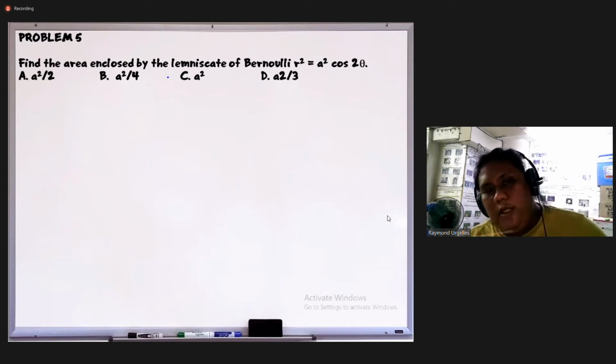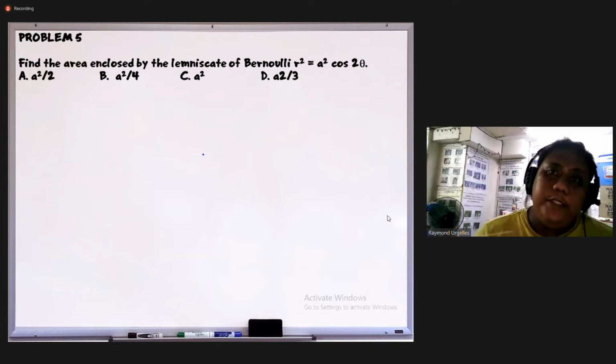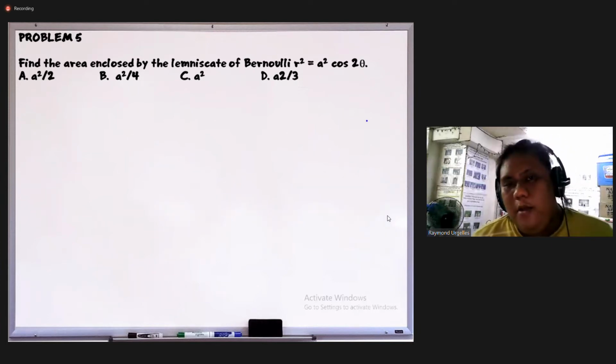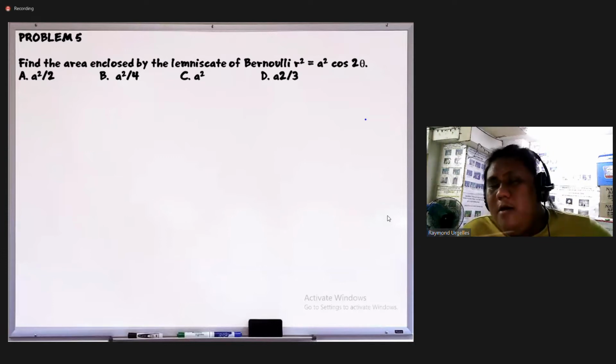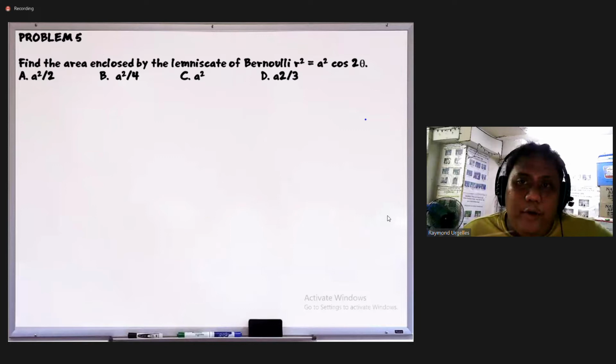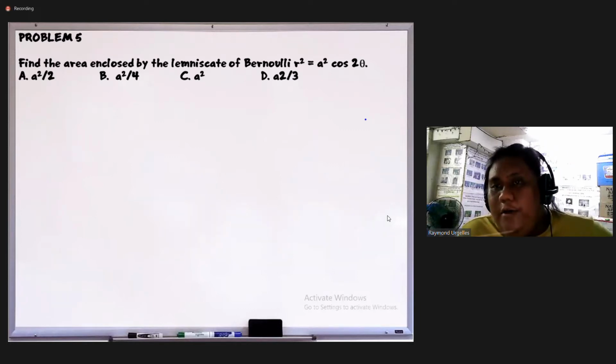Let me try to graph first. So, our problem. When you graph a polar curve, one of the fastest or easiest ways is by using points. We just get points on our curve, then graph them on the polar coordinate system, and then follow those points.